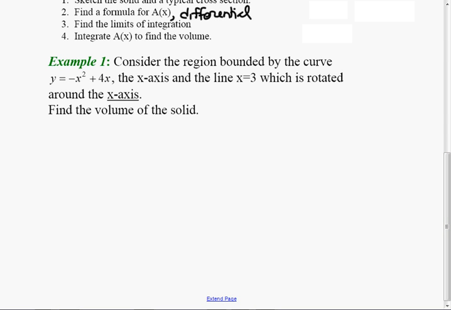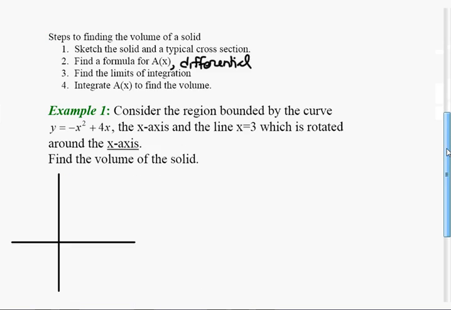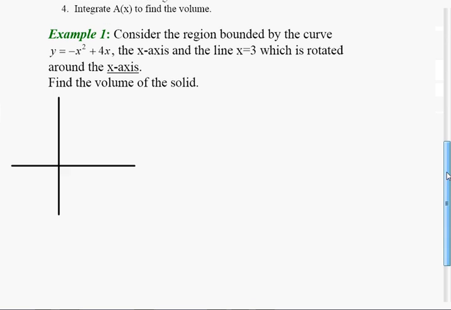First, we're going to graph it, and some of you may not know how to graph that. We're going to graph this function. What is this shape? Minus x squared plus 4x. It's a parabola, but what's special about it? It's upside down. We're going to bound it by that region, the x-axis, the line x equals 3, and we'll rotate around the x-axis. So I'm going to leave myself some space so I can rotate around the x-axis.